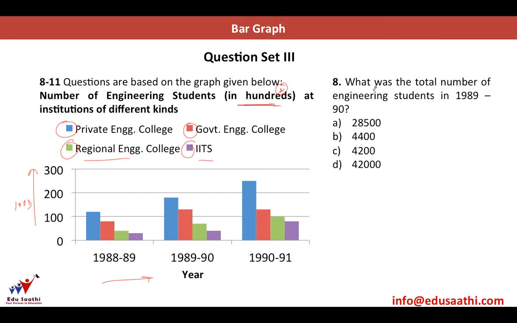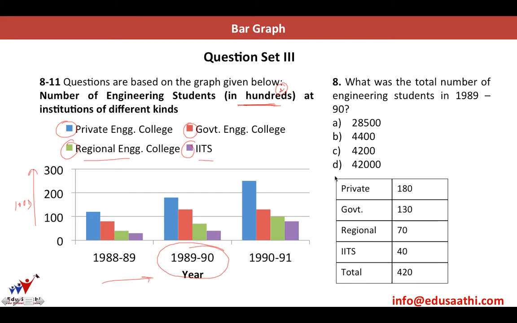Let's look at the first question. What was the total number of engineering students in 1989-90? So for this year, I want to find out the total number of students. If I count, for private colleges, I have 180 students, because this bar is just below the 200 bar, so I can take it as 180. The government engineering colleges have 130, the regional have 70, the IITs have 40, so the total comes out to be 420.